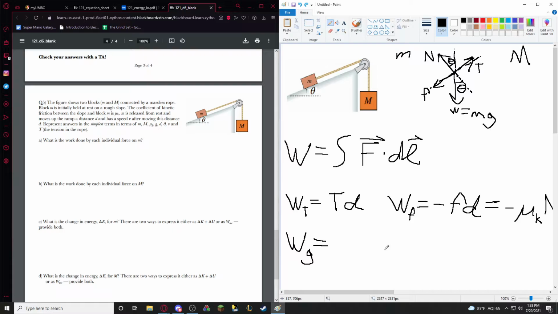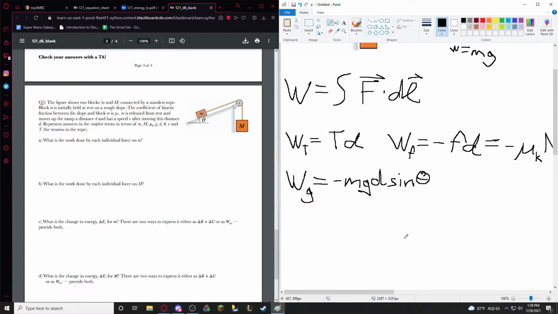Is that positive or negative work? This would be negative work. Yep, exactly, because we're moving upward against gravity. So it's negative mg d sine theta. That's all the work being done by all our forces on little m.